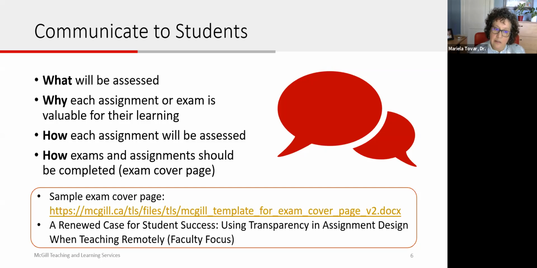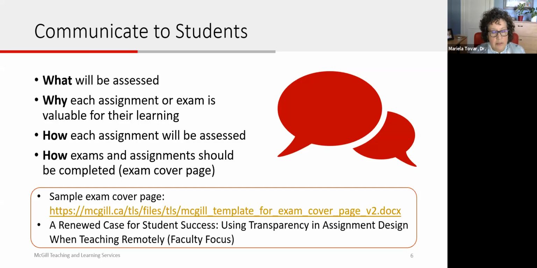And then there's also the idea of how exams and assignments should be completed. This is particularly important in the context of open book or remote exams. So you can specify what type of sources you want the students to consult and so on and so forth, and how the exam should be taken.